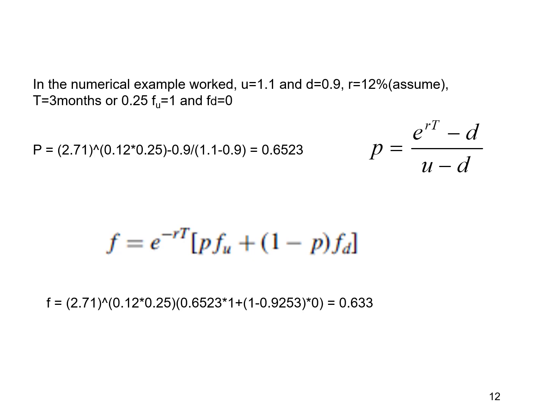If you remember from the previous slide, the formula for f is e raised to the power of minus rt times pfu plus 1 minus p times fd. So you can plug in those numbers in this formula, and you get the value of f to be $0.633, which is the same value we got in one of the earlier slides also.